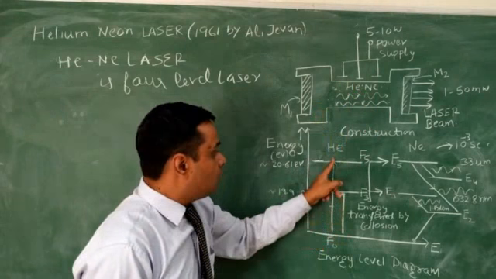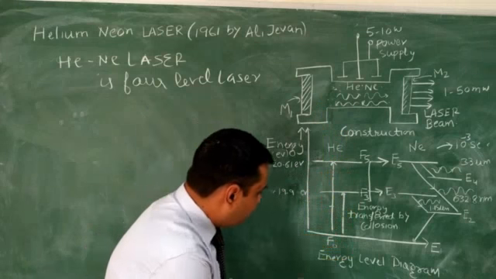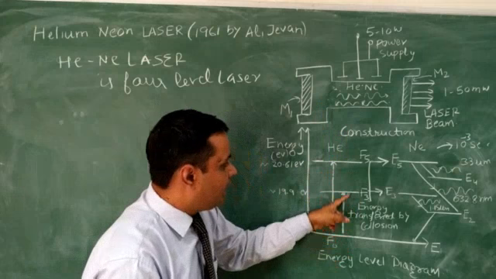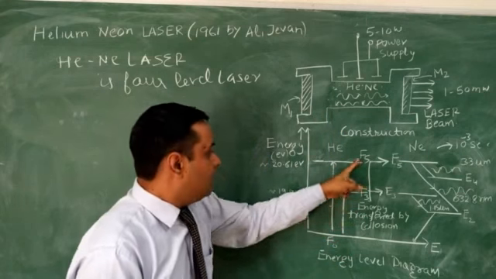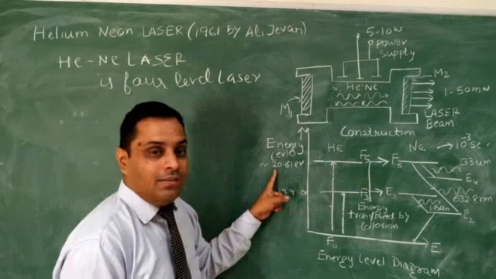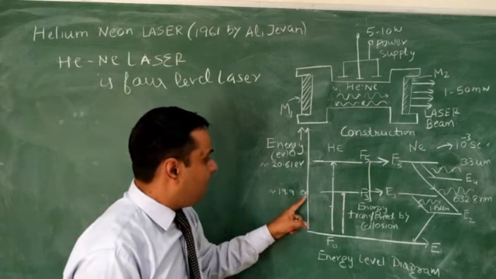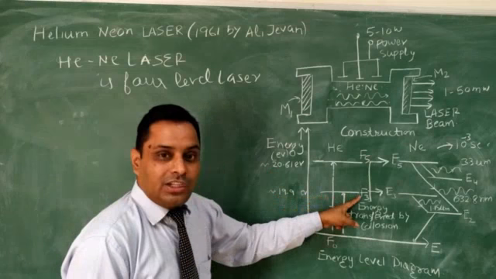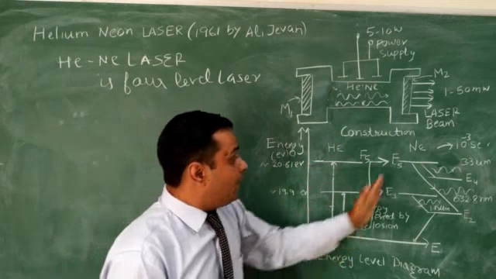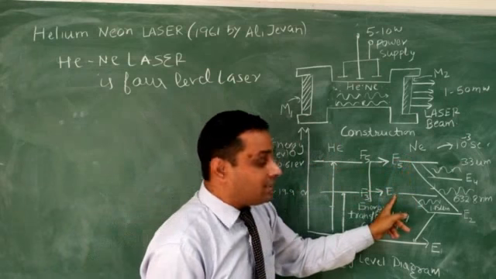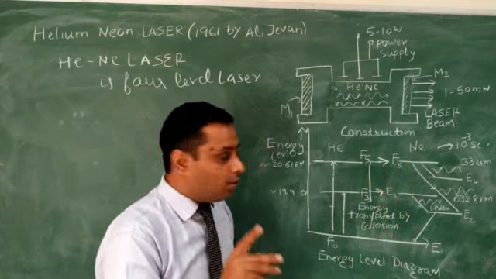Understand? So for the energy states of helium, F0 is the ground state, and the other states are F3 and F5. The energies of these states are approximately 20.61 electron volt and 19.9 electron volt for the F3 state. These energies are the same as the energy levels of the metastable states E3 and E5. So these are the 4 levels.